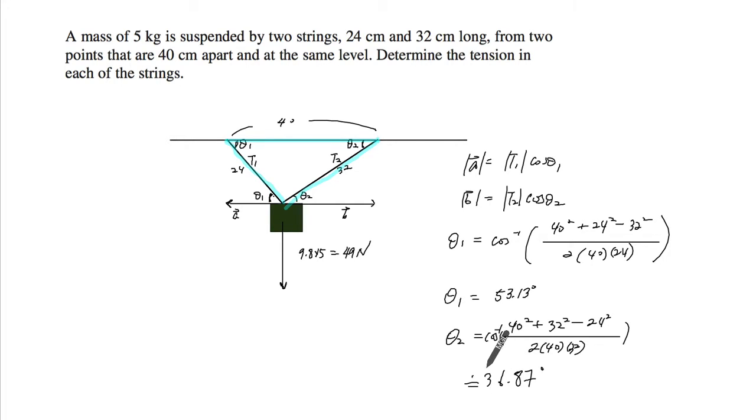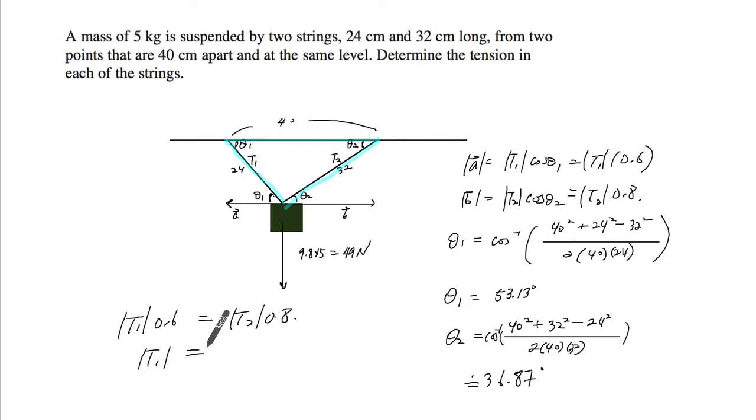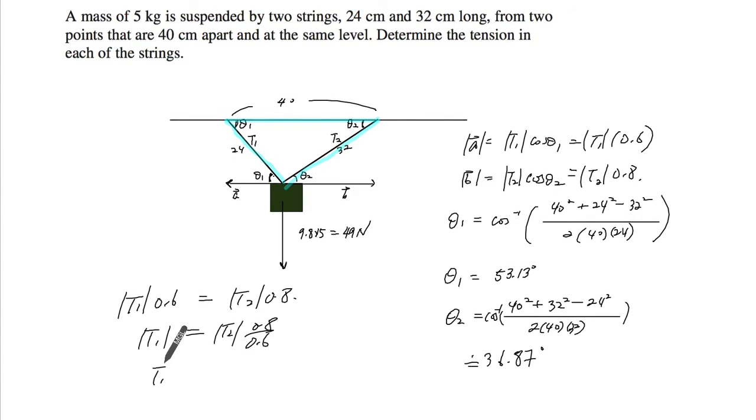Actually, I don't think I even need to find the angles here, right? We just need the cosine of theta 1. So for example, cosine of theta 1 will be the ratio of this. So this is actually T1's factor, 0.6. And this was 0.8, so this is T2's factor, 0.8. And they have to equal each other. So we can say T1 times 0.6 is equal to T2 times 0.8. In other words, T1 is going to be T2 times 0.8 divided by 0.6. Let's divide the top and bottom by 0.2, and we get 4 over 3. So 4 over 3 is a constant.